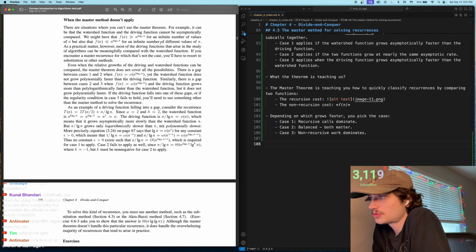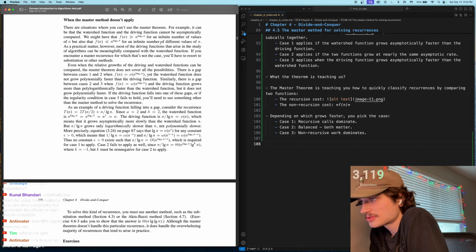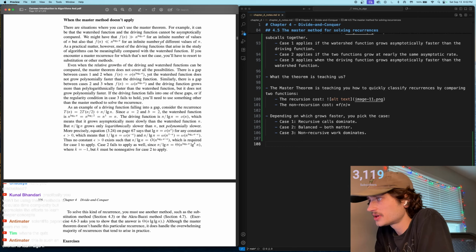More precisely, equation 3.24 on page 67 says that log n is little o of n to the power of epsilon for any constant epsilon greater than 0, which means that 1 over log n is little omega of n to the power of negative epsilon, and n over log n is little omega of n to the power of 1 minus epsilon, which is equal to little omega of n to the power of log base b of a minus epsilon. Thus, no constant epsilon greater than 0 exists such that n over log n equals big O of n to the power of log base b of a minus epsilon, which is required for case 1 to apply.